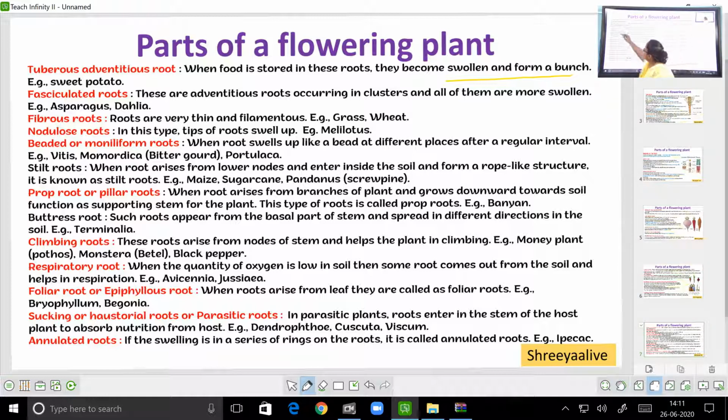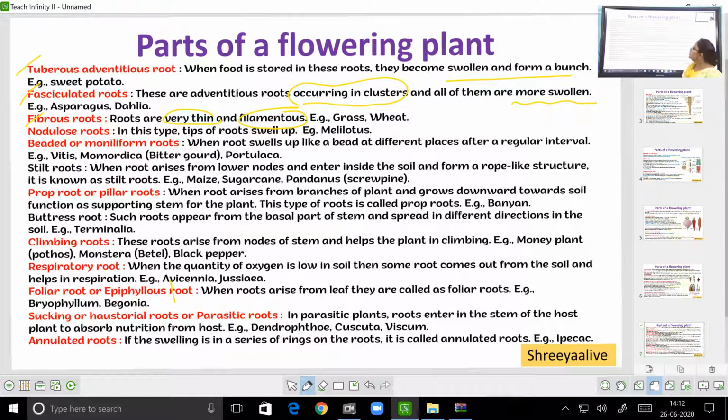Next is fasciculated. What is fasciculated? This is another type of adventitious root. They always occur in clusters or groups, and all of them are swollen. Example is asparagus or dahlia. The third one is fibrous roots. Why do we call it fibrous? The roots are very thin and filamentous in nature. Example, grass and wheat. These are called fibrous roots.